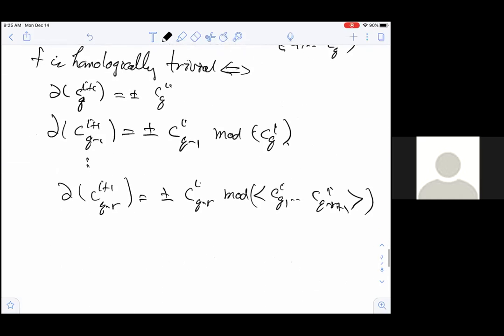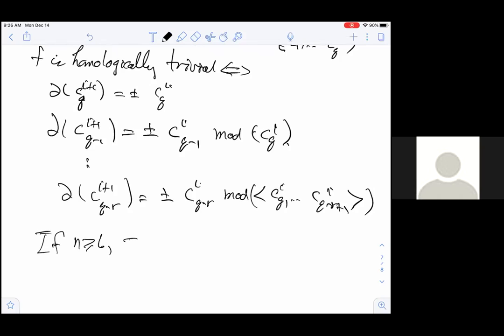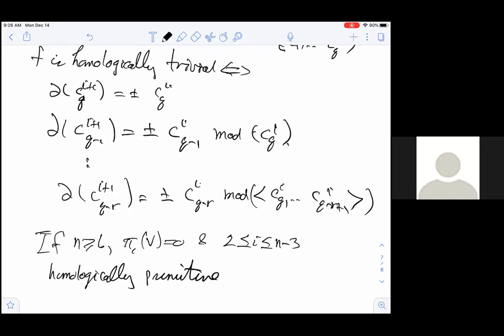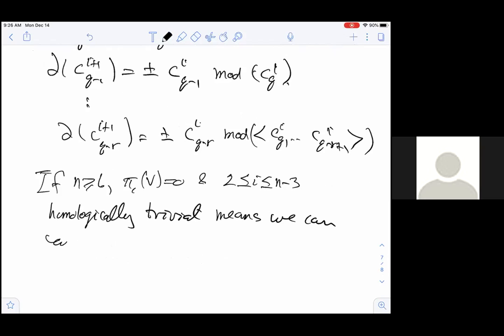Okay. So in high dimensions, if the usual hypotheses hold, n is at least 6, V is simply connected, and i is between 2 and n minus 3, homologically trivial means we can cancel all critical points with q deaths and no crossings.